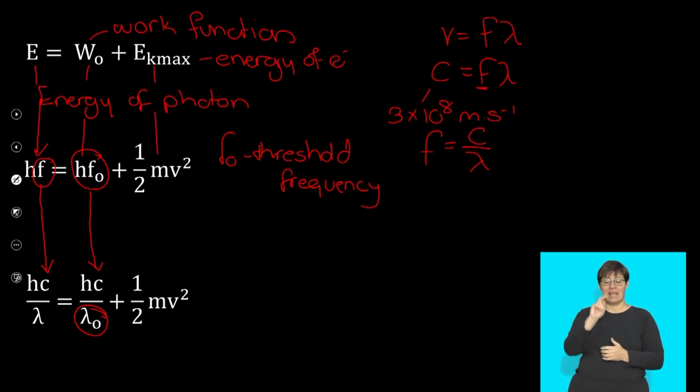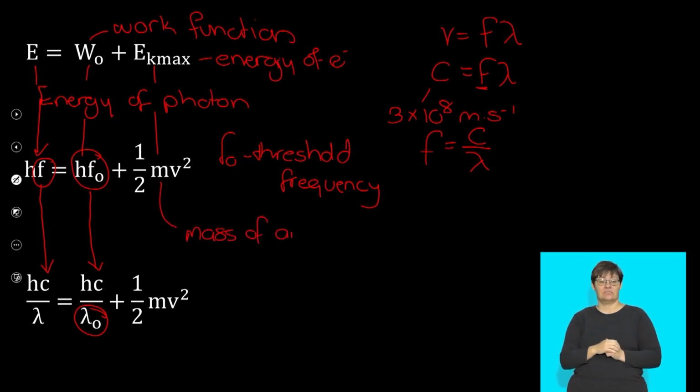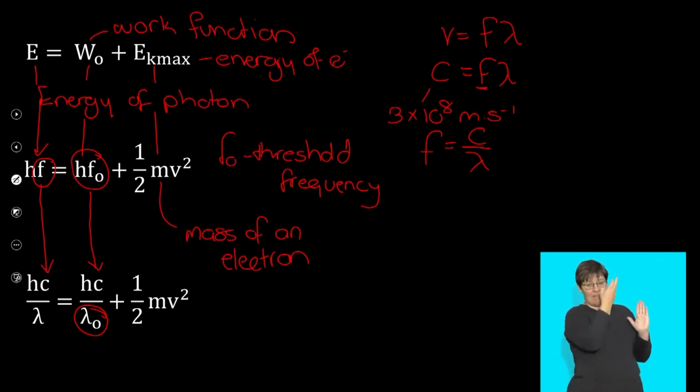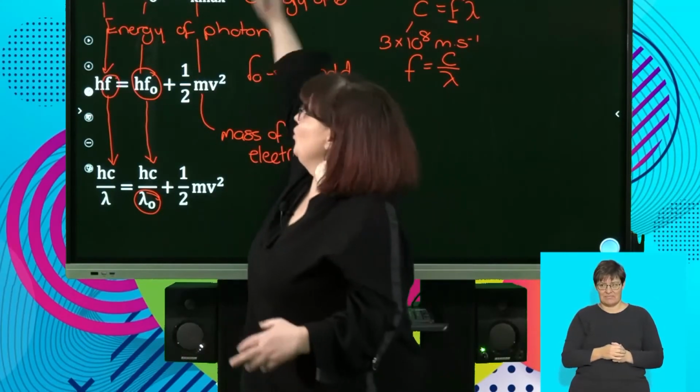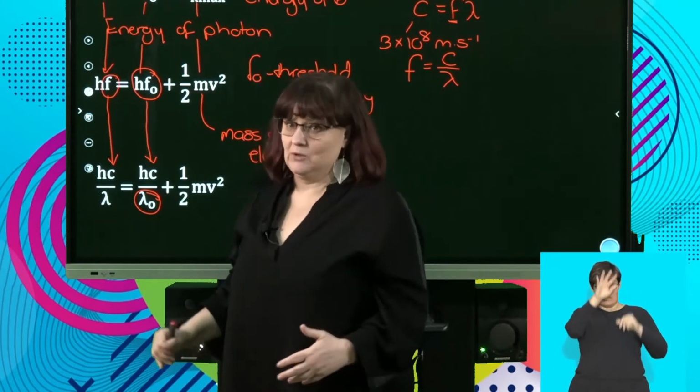EK, or half mv squared. This mass is always the mass of an electron. And again, you're going, but we don't know that value. It's okay, it's on your information sheet. Don't need to stress about that. We need to learn how to use these equations.